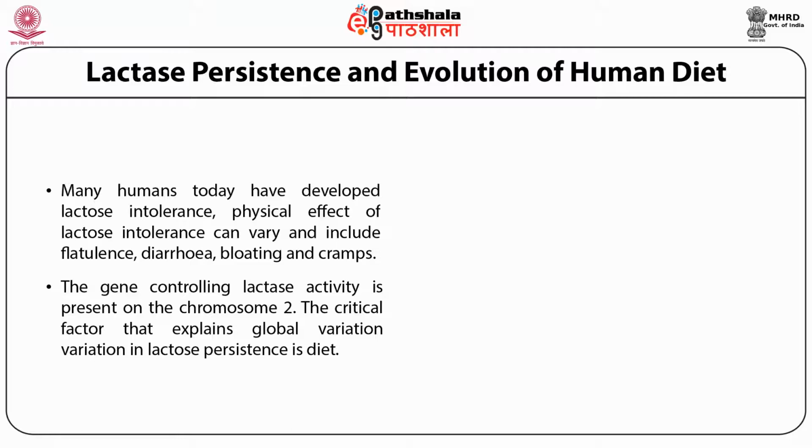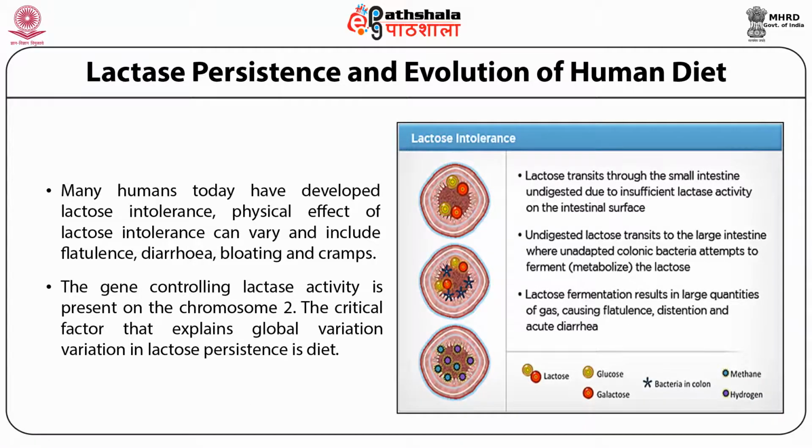persistence is diet. This can be further understood by this image, which shows lactose transiting through the small intestine undigested due to insufficient lactase activity on the intestinal surface. Then undigested lactose transits to the large intestine, where unadapted colonic bacteria attempt to ferment the lactose. Lactose fermentation results in large quantities of gas, causing flatulence, distension, and acute diarrhea.